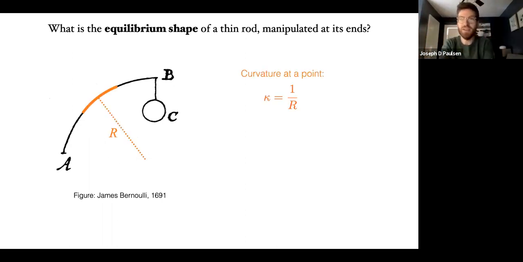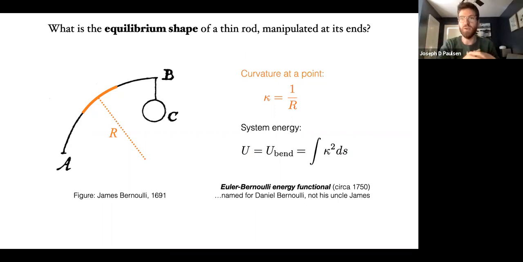What is the deformation that this rod makes when it's subjected to some boundary conditions? What Bernoulli did was to point out, let's characterize this equilibrium shape by its curvature at every point along the shape. The curvature here is 1 over the radius of curvature locally at each point. Then let's integrate the square of those curvatures along the object, and that's going to be my system energy. That is, the bending energy is the integral of the curvature squared along the object. This energy functional you're looking at is called the Euler-Bernoulli energy functional, named for Daniel Bernoulli, James's nephew.